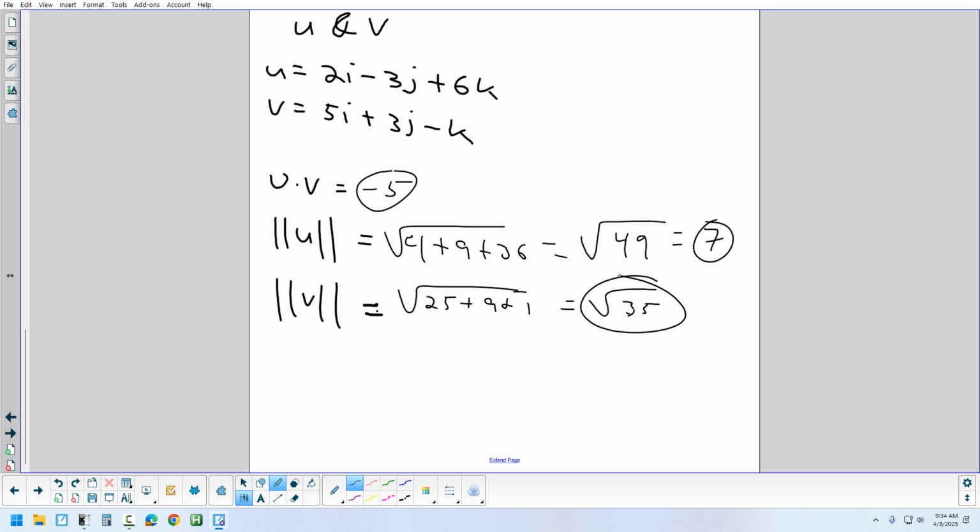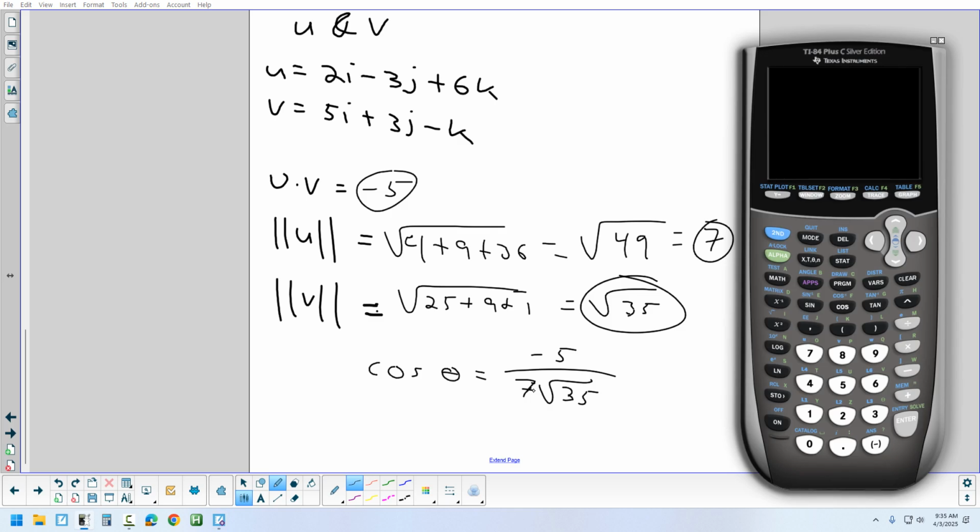All right, now it's pretty much the same as what we did yesterday. Cosine theta equals the dot product over the product of the magnitudes. Dot product is -5. Product of the magnitudes is 7 root 35. Okay, and to get theta by itself, we need to do what? Yeah, take the inverse cosine.